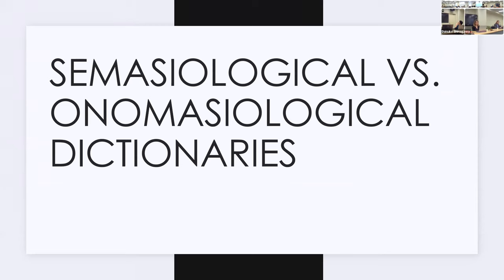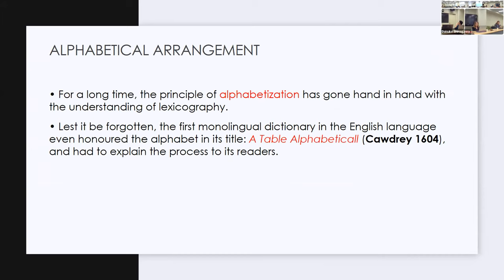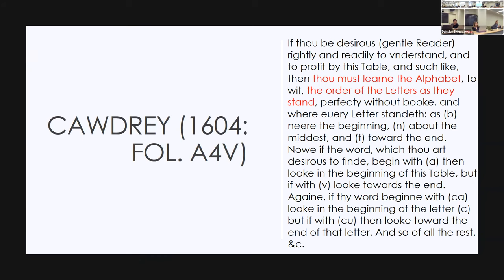Now, for a long time, the principle of alphabetization has gone hand in hand with the understanding of lexicography. Even the first dictionary, the Table Alphabeticall, over 400 years ago, had it in its title. And because it was new, it had to be explained. This is the old English, where he explained that you must first know or learn the alphabet, in other words, the order of the letters, and then he explained what it means, the order of the letters. This was new 400 years ago.